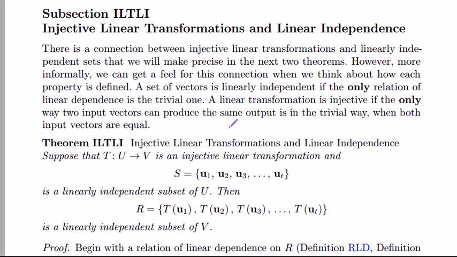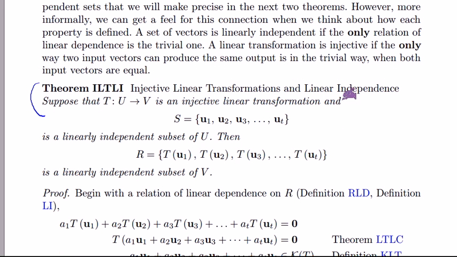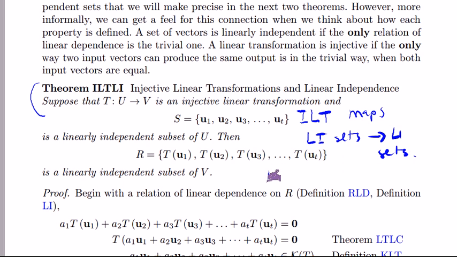Okay, now in the spirit of tying things together, we're now going to relate injective linear transformations to the notion of linear independence. And the main theorem of this section says that an injective linear transformation maps linearly independent sets to linearly independent sets. I could also say that injective linear transformations preserve linear independence.